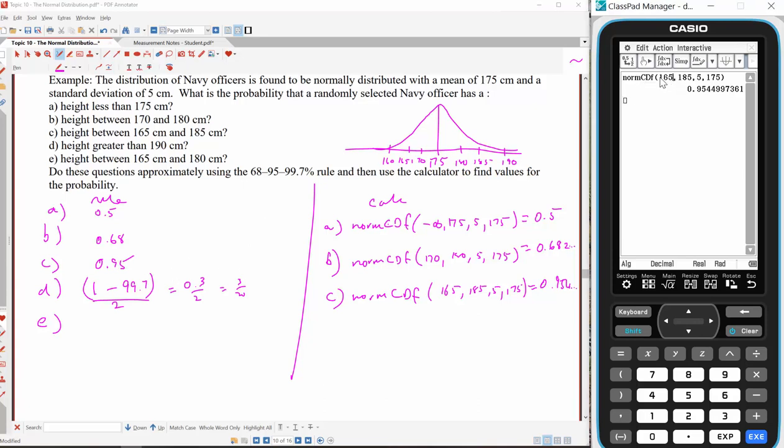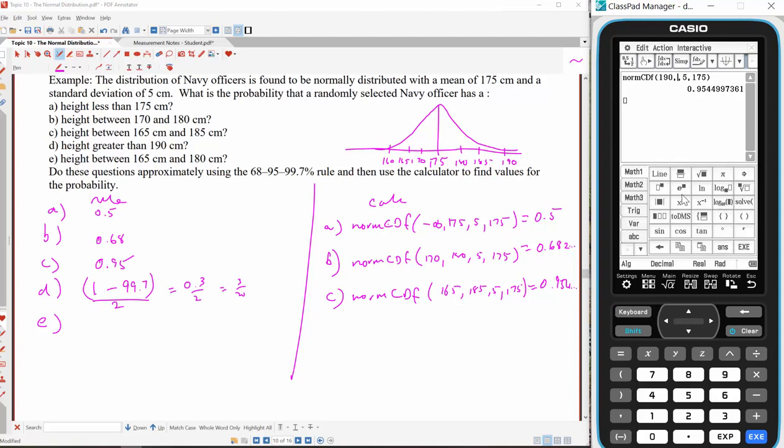So I'm going to start at 190, and I'm going to go up to positive infinity because it's 190 and more. So keyboard and infinity. 0.13. What did I say? Three over 20. Yikes, why did I get that wrong?